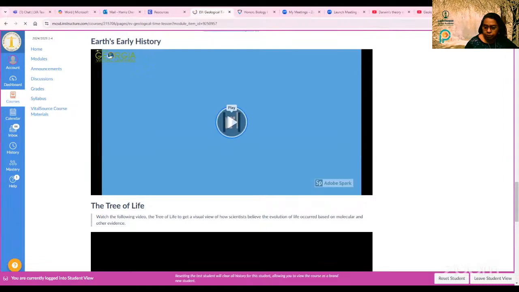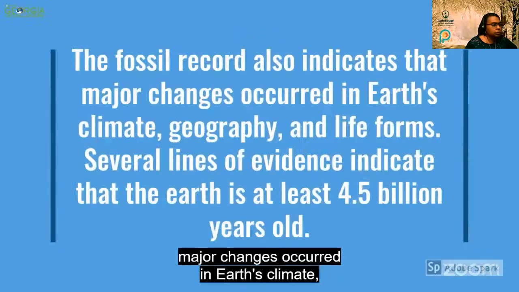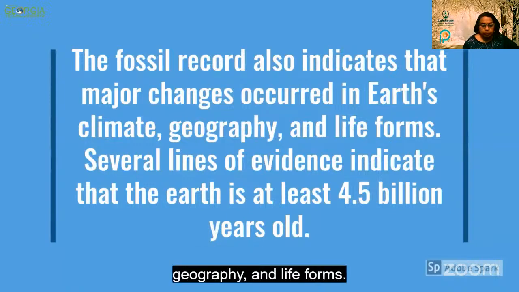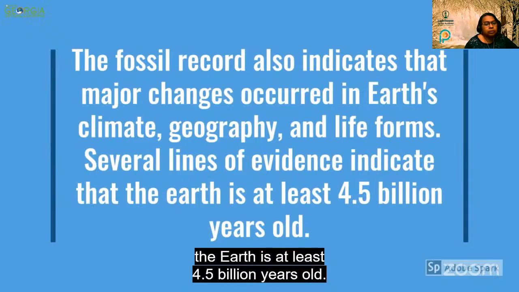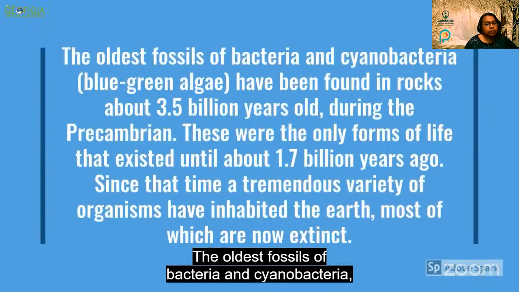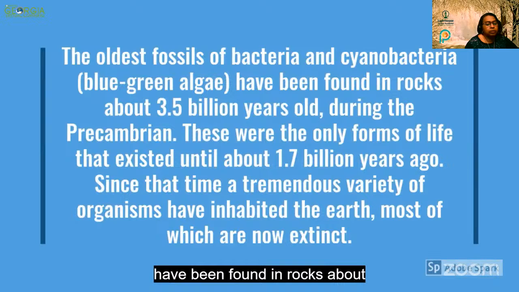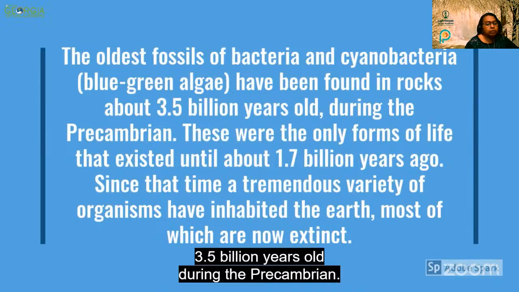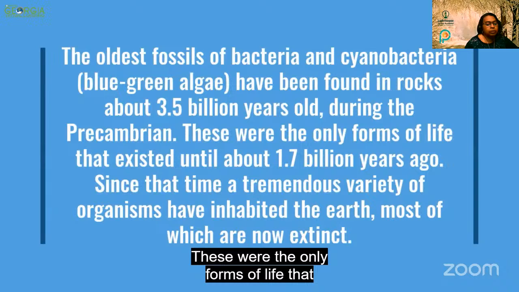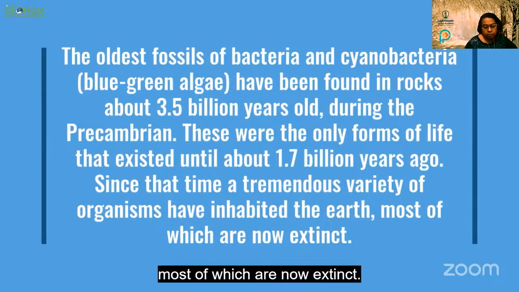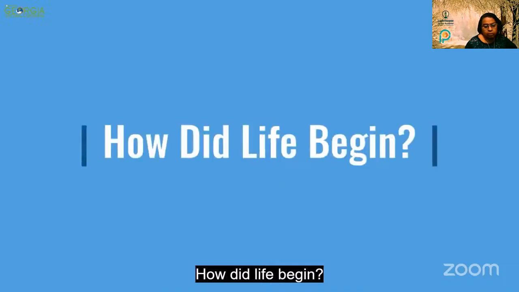Earth's early history. The fossil record also indicates that major changes occurred in Earth's climate, geography, and life forms. Several lines of evidence indicate that the Earth is at least 4.5 billion years old. The oldest fossils of bacteria and cyanobacteria, which are blue-green algae, have been found in rocks about 3.5 billion years old during the Precambrian. These were the only forms of life that existed until about 1.7 billion years ago. Since that time, a tremendous variety of organisms have inhabited the Earth, most of which are now extinct.